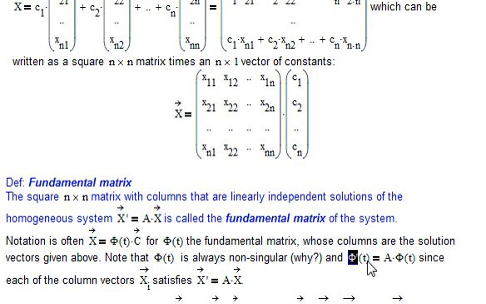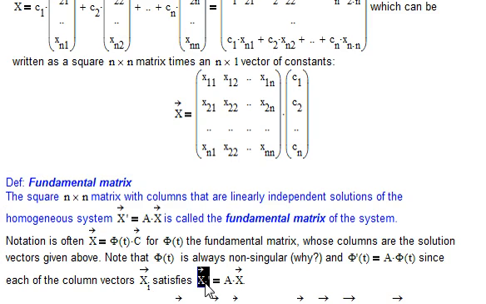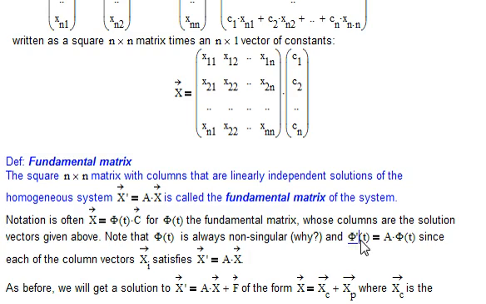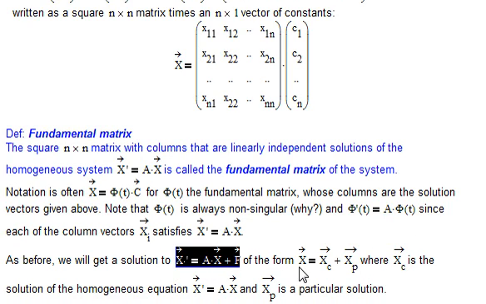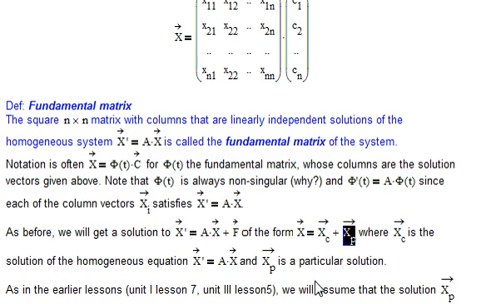And of course, phi prime of t would be equal to A times phi, since each of the column vectors xi satisfies this equation. So how about that for interesting? And by the way, the multiplication would be compatible because phi of t is also the same size as the square matrix A. So, as before, we get the solution to the non-homogeneous system of the form x equals xc, the solution of the homogeneous, plus xp, if you want to call it the particular solution, and that would work.